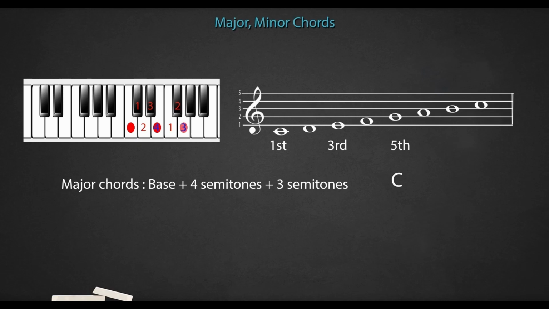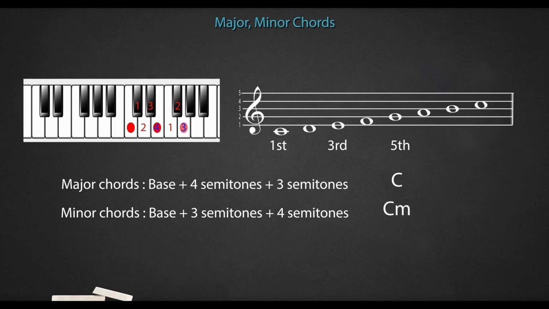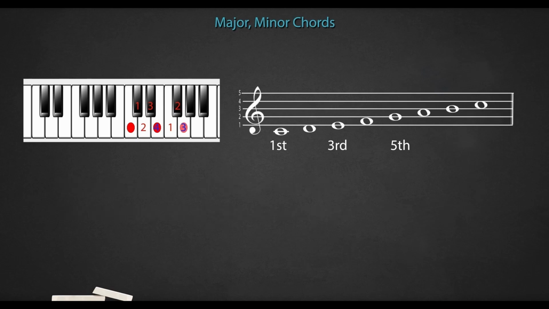The minor chords now have the exact opposite recipe. Minor chords are made of the base plus 3 semitones plus 4 semitones. The chord C minor is symbolized as CM. These two basic types of chords have one difference only, on their third. The major chords have their third major, while the minor chords have their third minor interval. And notice how this small difference characterizes the sound of these two types.